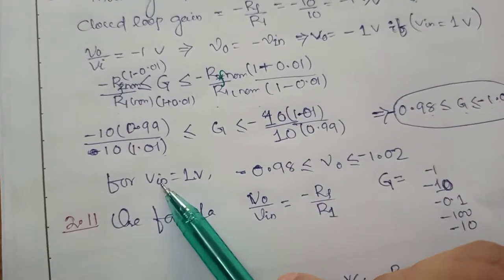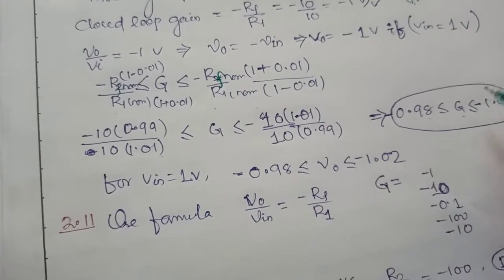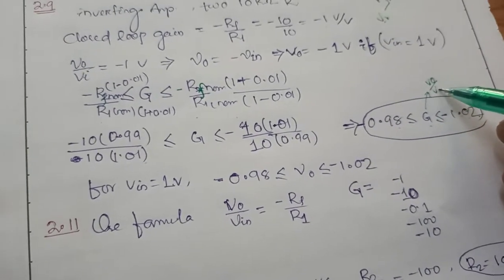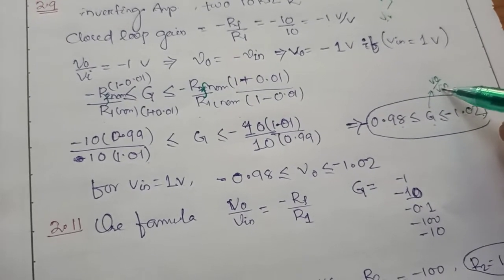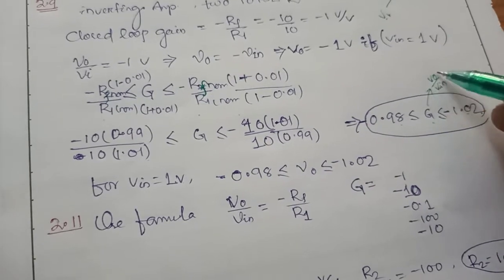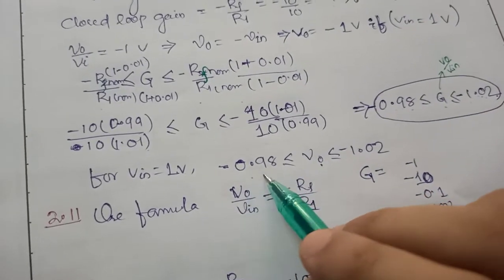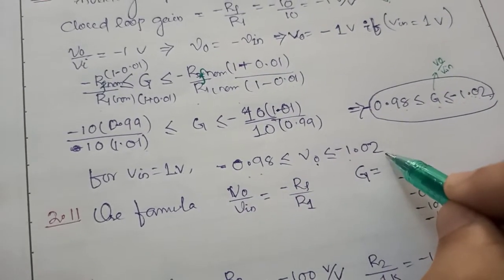And if you apply a Vinput of 1 volt, then G is nothing but Vout upon Vinput. Since this is 1 volt, it is multiplied on both sides. What will be our output? Our output will vary from minus 0.98 to minus 1.02.